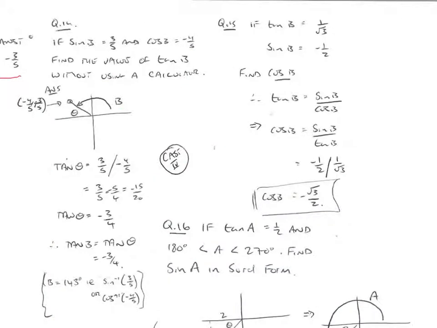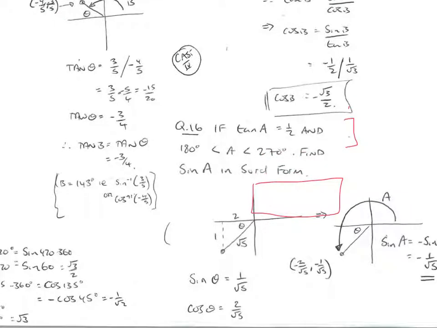Okay, 15. If tan B equals 1 over root 3, sine B equals minus 1 over 2, find cos of B. Well, tan of B equals sine B over cos B. Cos B, therefore, is equal to sine B over tan of B. So we divide those. Cos of B is equal to minus root 3 over 2.